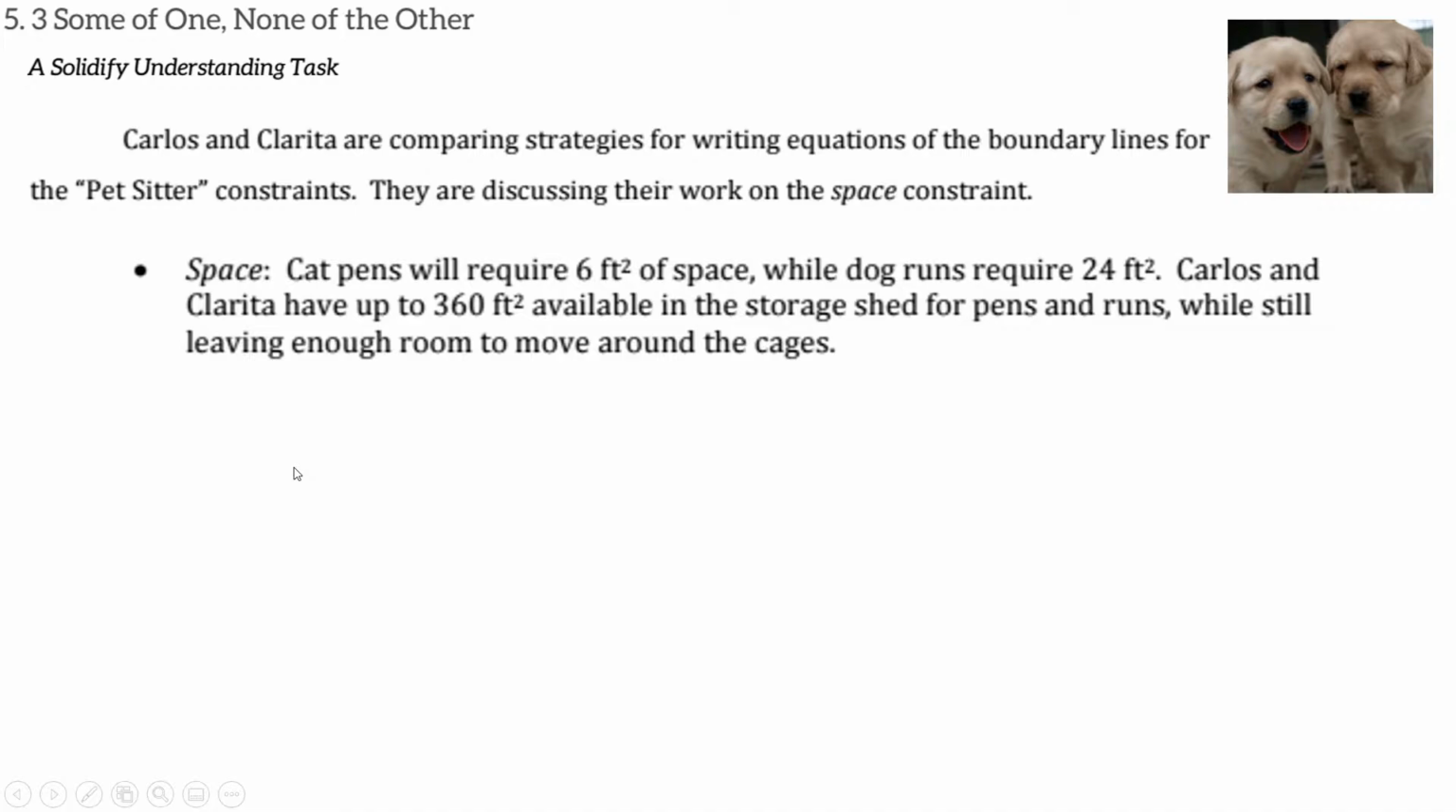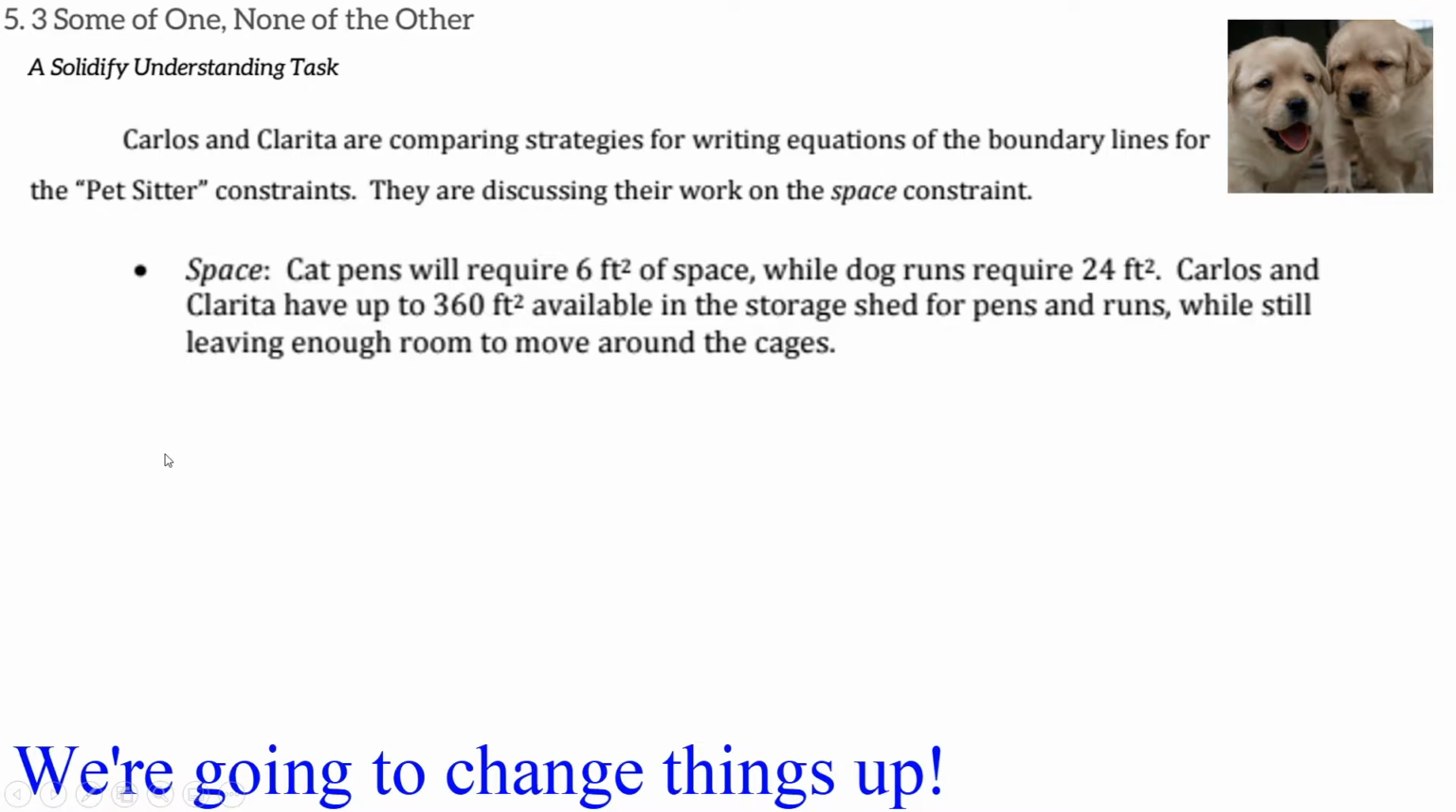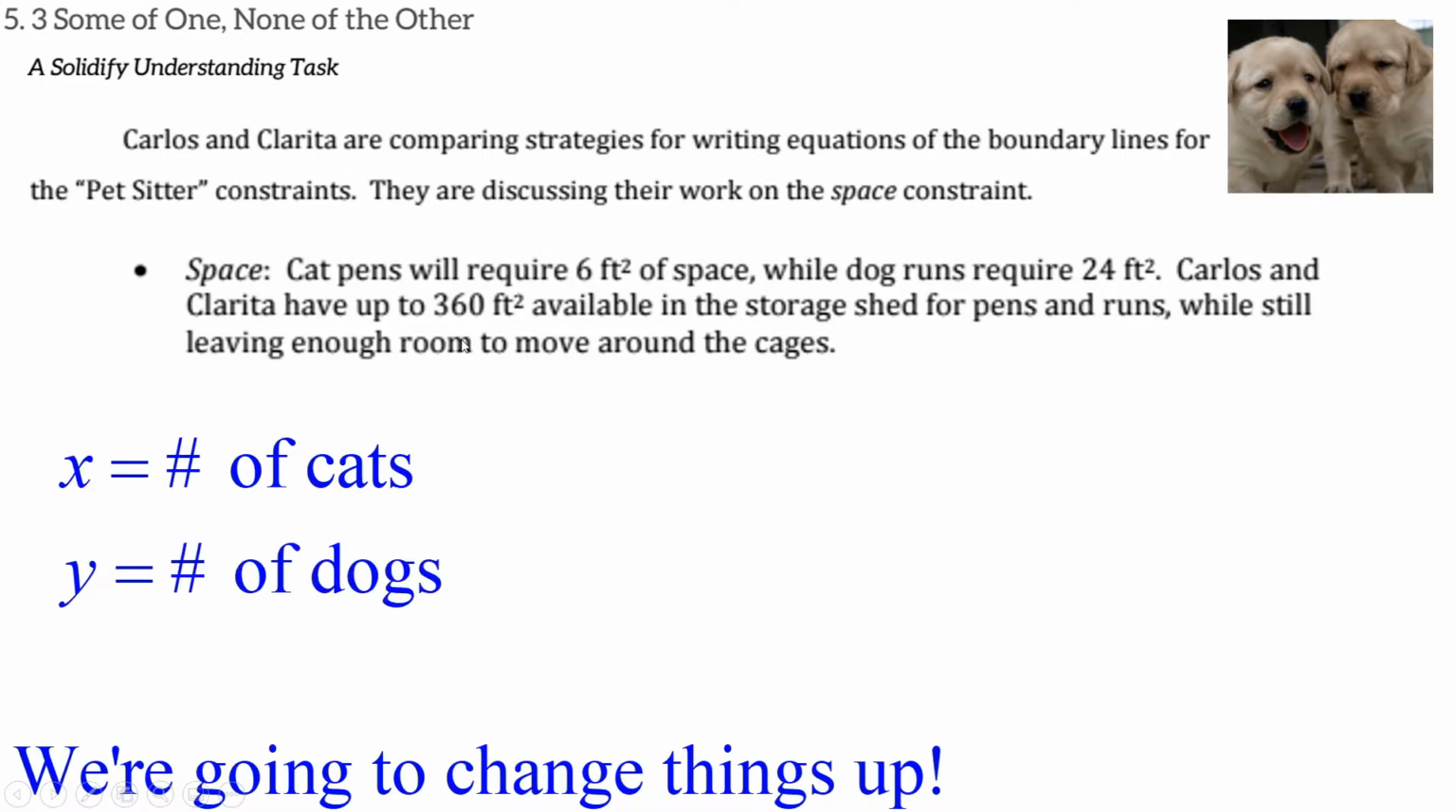And for this activity, they want to change things up. So we're going to change things up here, and what they did is this. They're just going to simply declare that x is the number of cats, or in this case the number of cat pens, and y then would be the number of dogs, or in this case the number of dog runs. All right, and we have taken statements like this constraint right here, and we have created inequalities in standard form pretty easily. So let's play with this a little bit.